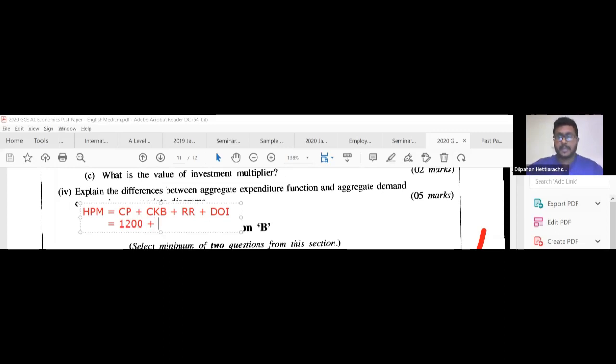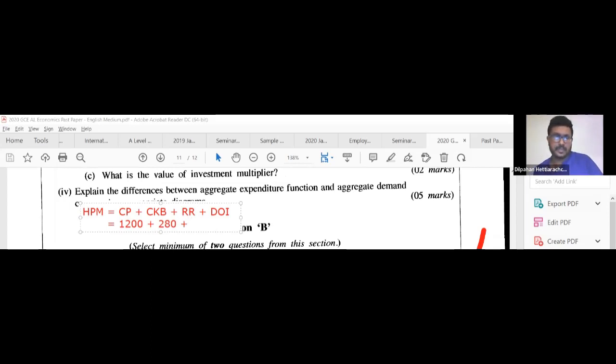Plus CKB. So did they mention CKB? Yes. What is CKB? The money that banks have in hand. Cash in hand with commercial banks. What is this? That is equal to excess reserves. So in this question, they are mentioning the excess reserves, right? How much is the excess reserves? 280.